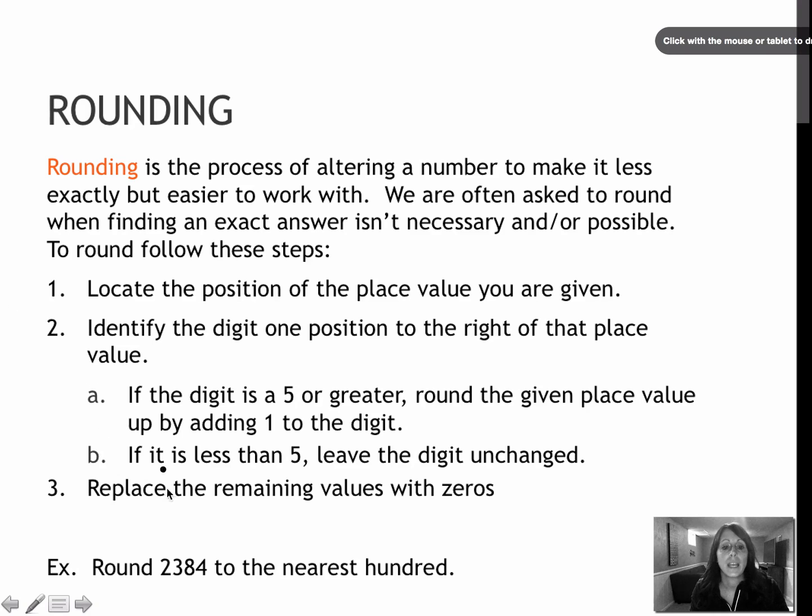So for example, if I'm rounding 2,384 to the nearest 100, this is the hundreds place, the 300. If I look to the right, 8 is greater than 5. Since 8 is greater than 5, that's going to round this digit up 1. So 2,400, and then these become zeros. So I still have a 4-digit number, just like I started with, but the 8 turned the 3 into a 4, and so we're saying that 2,384 is approximately 2,400. So we're rounding to the nearest 100.